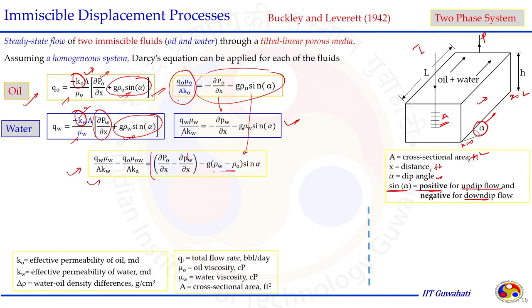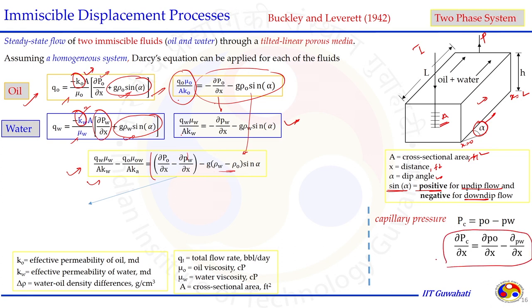Now this is the density difference between the displacing fluid and the displaced fluid, and this is the difference in the capillary pressure. So the difference experienced by the oil layer and the water at the interface, we can characterize by the capillary pressure. We discussed the capillary pressure in detail in one of the previous lectures. So the wetting and non-wetting phase could be characterized like this.